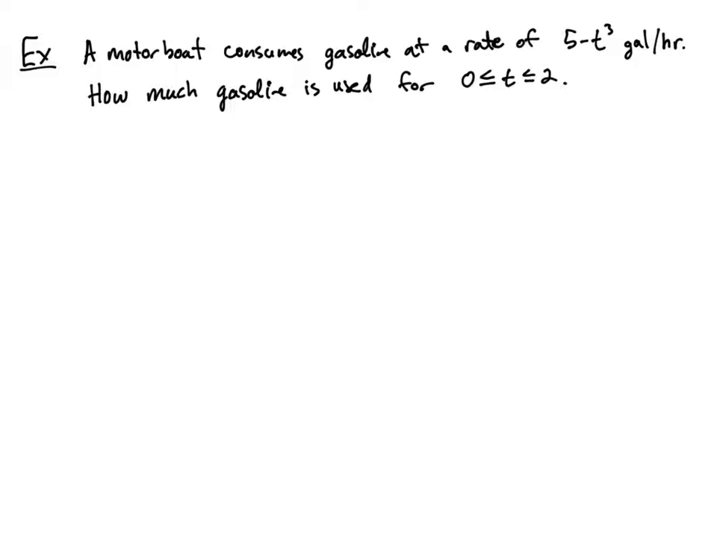Okay, this example says a motorboat consumes gasoline at a rate of 5 minus t cubed gallons per hour. How much gasoline is used for the time between 0 and 2? So t is in hours here. So we want to know how much gasoline is used. In other words, what's the net change in the amount of gas that has been used by this boat? So we're going to take the integral from 0 to 2 of this function, 5 minus t cubed, dt.